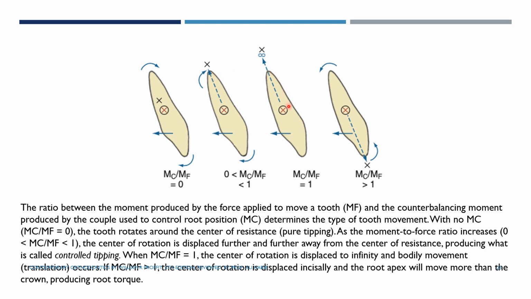And then if we want to do bodily movement, the moment of the couple over the moment of the force equals 1, we expect the center of rotation to be at infinity. There is no center of rotation because there is bodily movement. And if we have the opposite, the counteracting moment larger than the moment of the force, the ratio is more than 1, then we expect to have more root movement than crown movement, which makes the center of rotation at the apex or somewhere on the line between the center of resistance and the incisor edge.